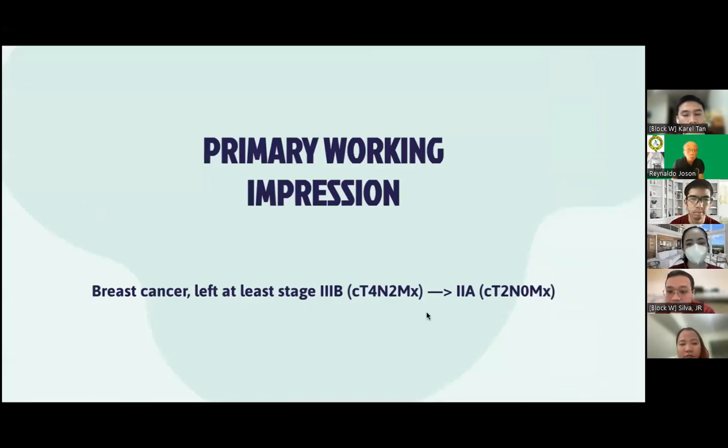So for our primary working impression, it is breast cancer left, at least stage 3B, clinical T4 N2 MX, and then after the neoadjuvant chemotherapy, it's already stage 2A with a stage T2 N0 MX po.